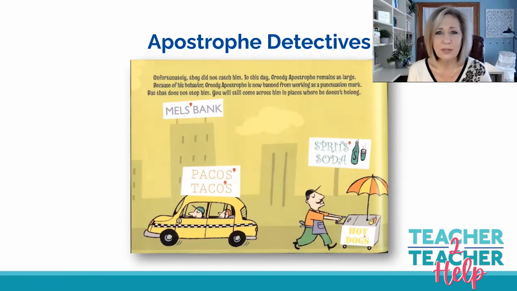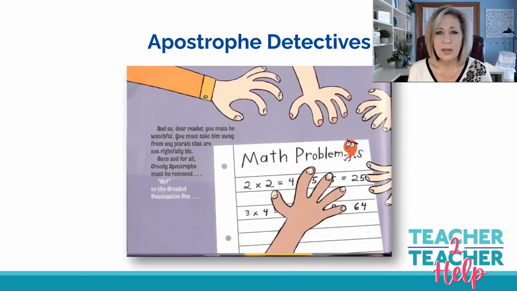So as you go through, you see all of these places where the greedy apostrophe is putting himself in places he doesn't belong. And then at the end, here's the call to action.